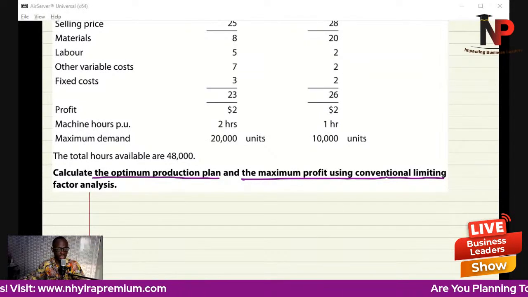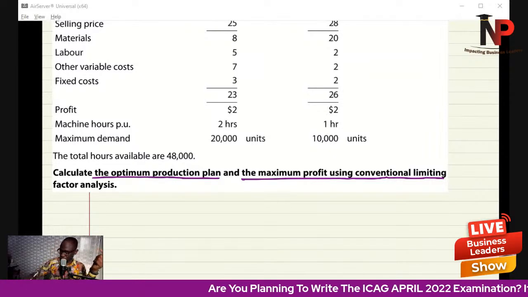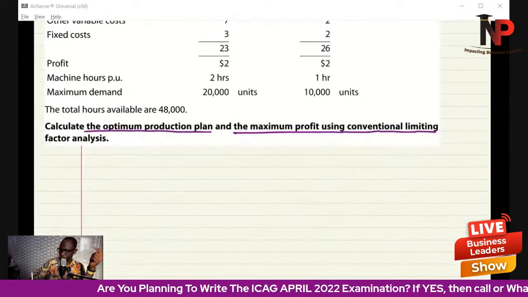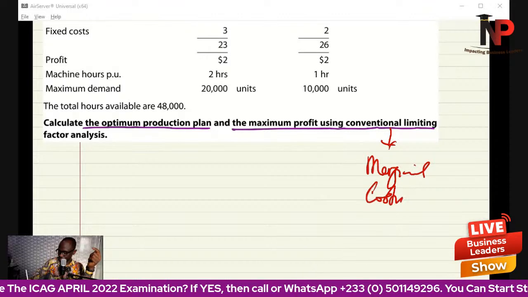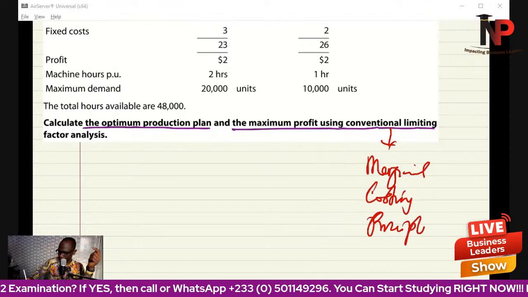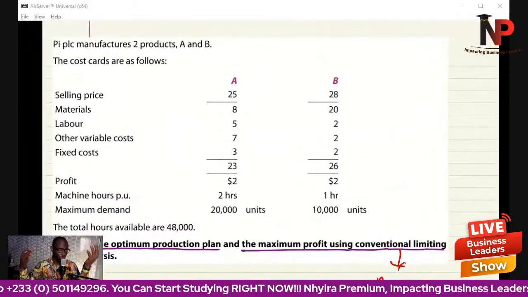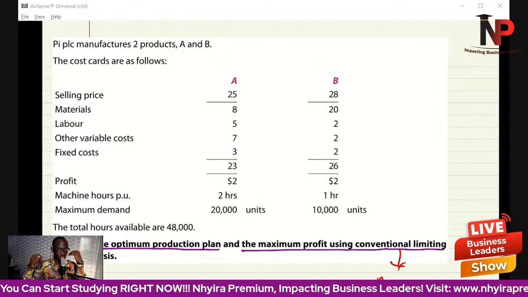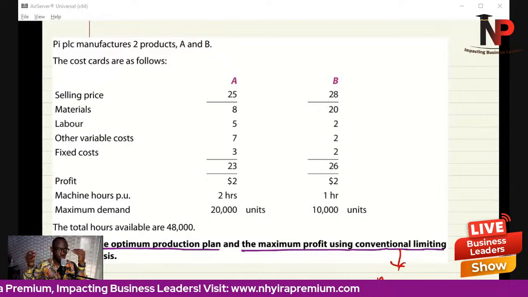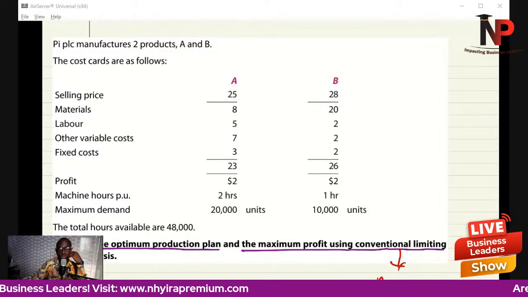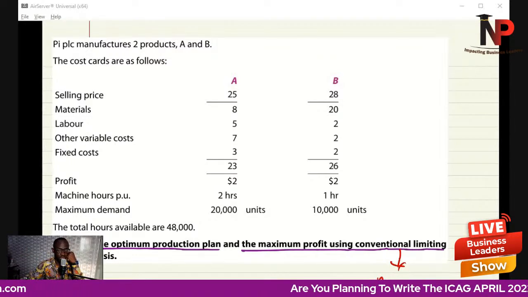Now, when the examiner asks us to use the conventional limiting factor analysis, what it means technically is that we are going to be using the marginal costing principle. Does that make sense? That is what we mean by the conventional limiting factor, because remember, yesterday I told you that the default treatment is marginal costing. So the examiner is saying if we use marginal costing, we should design a production plan, number one, and then we should also calculate the maximum profit for the entity. That is number two.